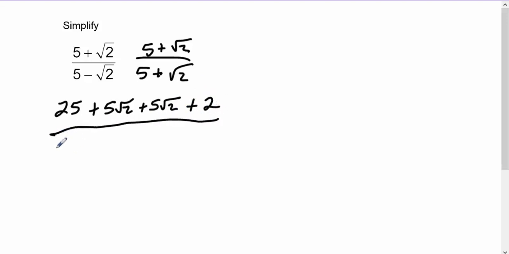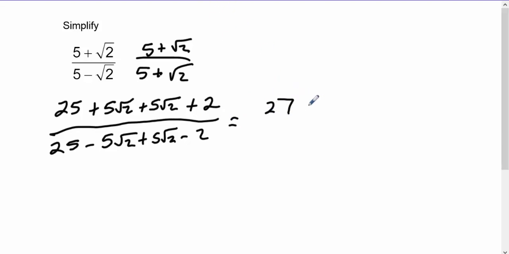over 25 minus 5 root 2 plus 5 root 2, and that's a minus 2 in this case. Cleaning it up, I have a 27 plus, add the coefficients out in front, we've got a 10 root 2. Notice the 5 root 2, negative 5 root 2 go. This is 23. There is nothing that can be reduced, so that one's done.